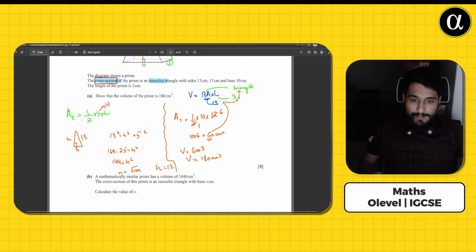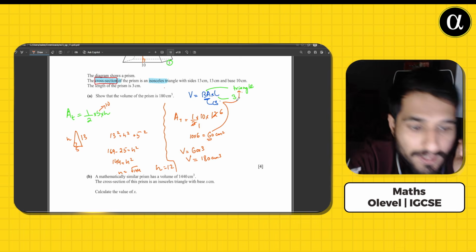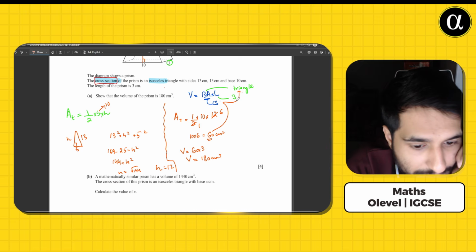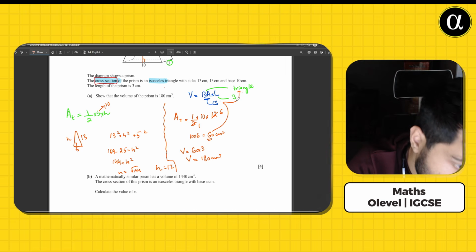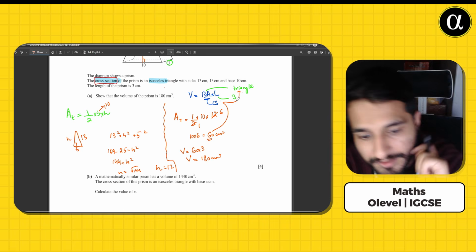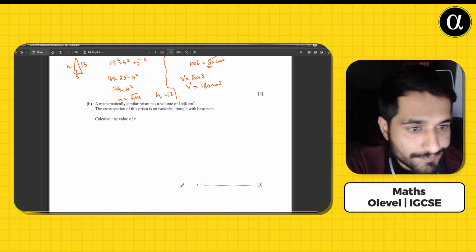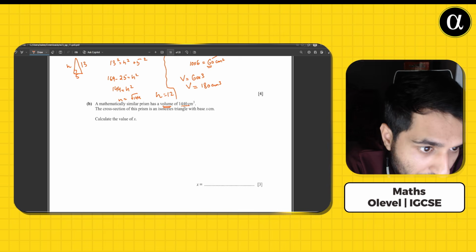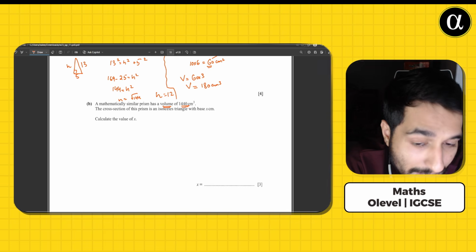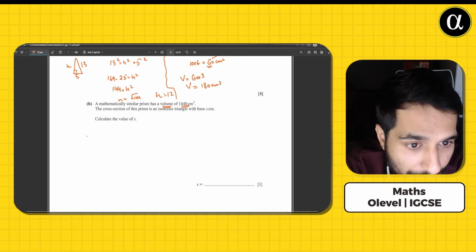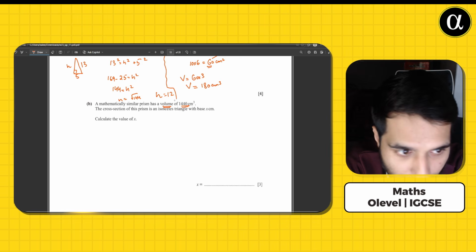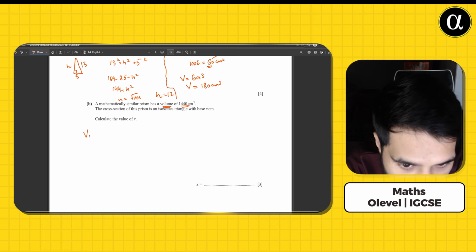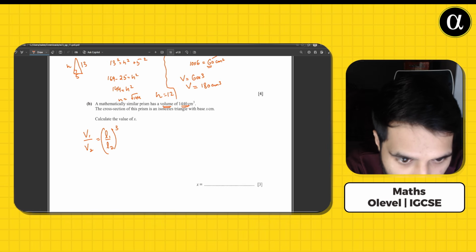The next question says, a mathematically similar prism has a volume of 1440 centimeter cubed. The cross section of the prism is an isosceles triangle with the base x centimeters. Now this is the concept of similarity. Now we are supposed to use volume. It says the volume of a mathematically similar prism is 1440. So what's the formula? It's V1 over V2 is equal to L1 over L2 cubed. Do we have the volumes?